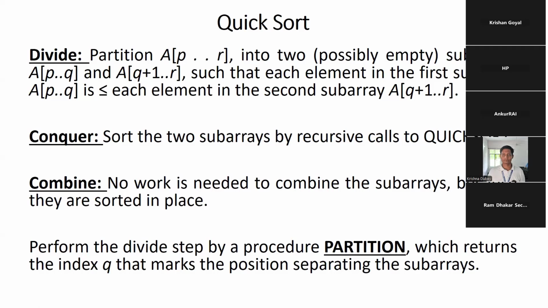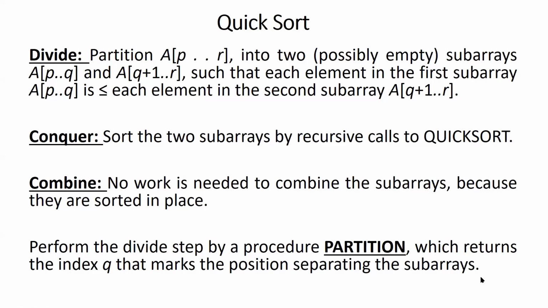Conquer: sort the two subarrays by recursive calls to quick sort. We take the partitioned subarrays, or the smaller pieces of the array, and solve them recursively. Clear? Finally, we combine. No work is needed to combine the subarrays because they are already sorted. In quick sort, there is no work in this third step, combine. But when we discuss merge sort, there is a big task in the combine. Clear? That depends on the working of the algorithm.